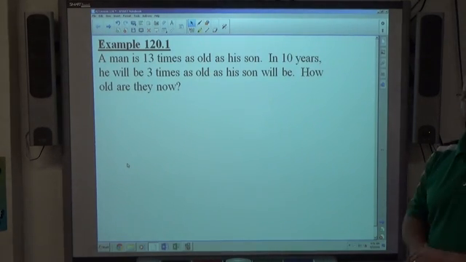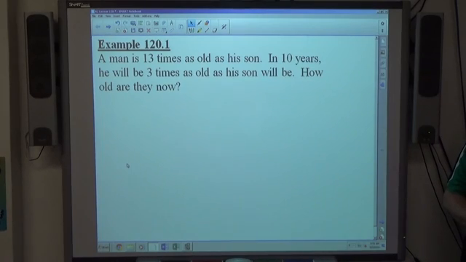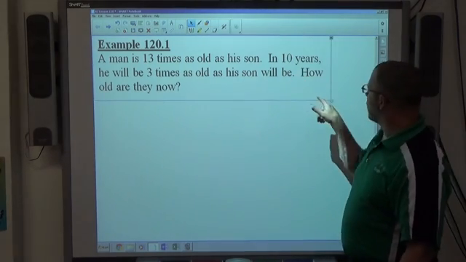Example 120.1. We're dealing with what's called an age problem. A man is 13 times as old as his son. In 10 years, he will be 3 times as old as his son will be. How old are they now? It's harder to read them than it is to do them.